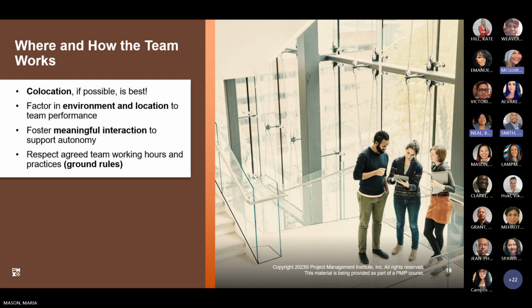So, co-location, ideally, like I said, is the best of all scenarios, but that's not possible in our new environment.